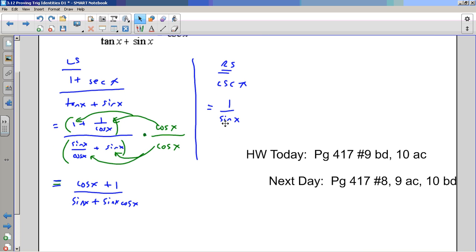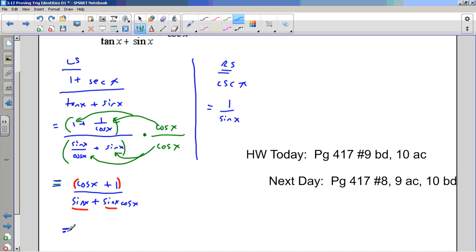Have a peek over at the right-hand side. 1 over sine x. So somehow, this has got to go. This thing has got to be a 1, right? This thing here has got to be canceled out somehow. And if I look at the bottom, I got a common factor. I got a common factor of sine x.